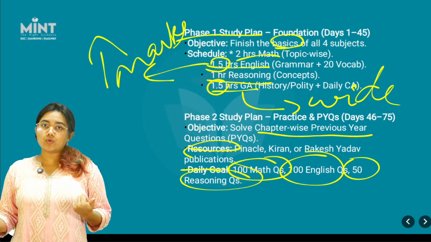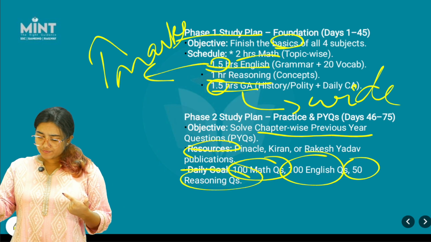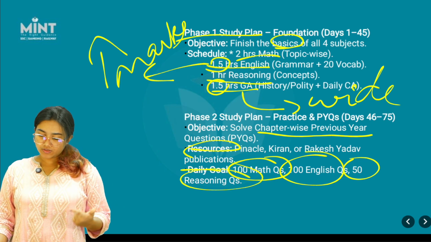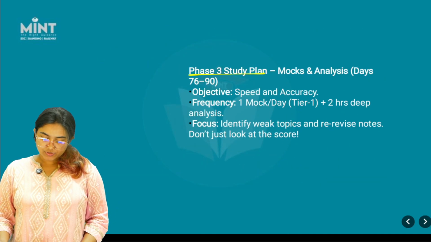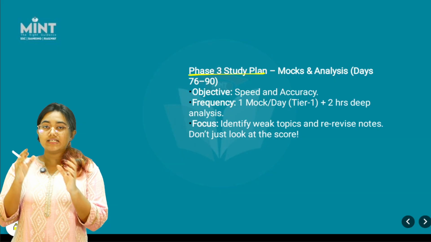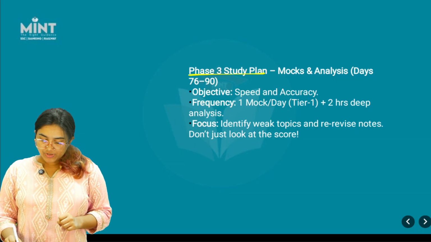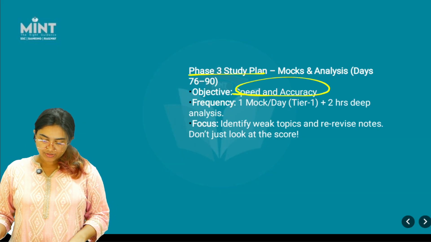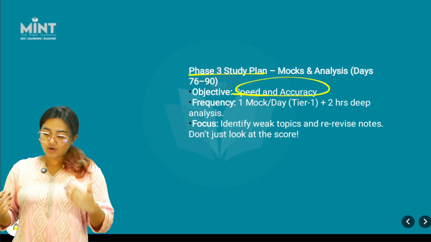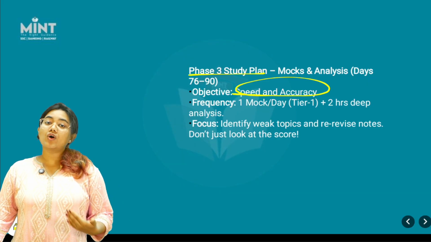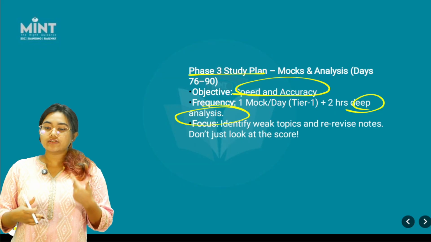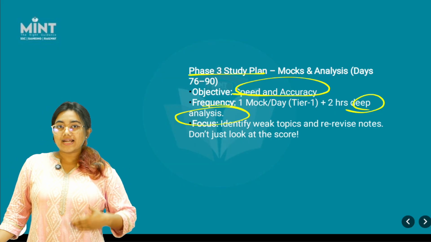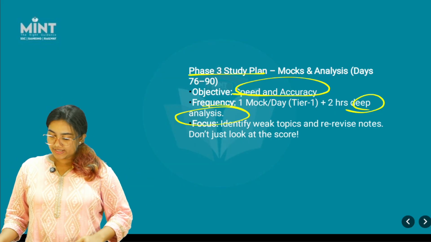So first we focus on the basics till 45 days, then 46 to 75 we focus on practice and previous year questions. Then we have phase 3, which is mocks and analysis. Day 76 to 90 is going to be our final phase, which is going to focus on speed and accuracy. So we need to keep repeating mocks and create that speed. And also, not just that, we also need deep analysis, so that we are not just focusing on the mocks, we are also building our own understanding by it.